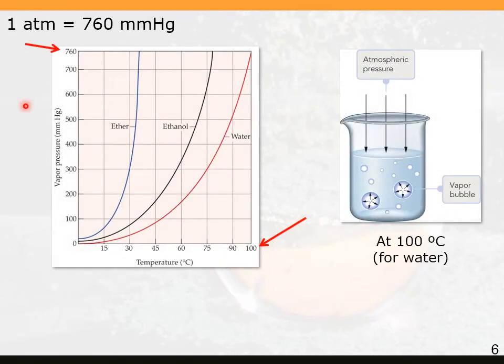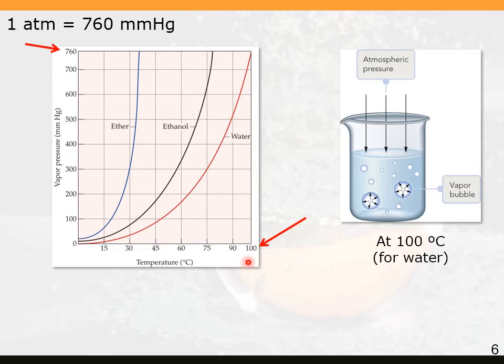Let's use the vapor pressure curves for one other purpose. We're going to focus on water, and as you can see, the vapor pressure is increasing as temperature is increasing. For the vapor pressure to be 760 millimeters mercury, water has to be heated up to 100 degrees Celsius. What is 100 degrees Celsius for water? It's its boiling point. So what does that tell you?